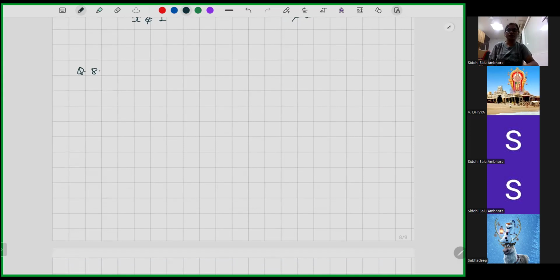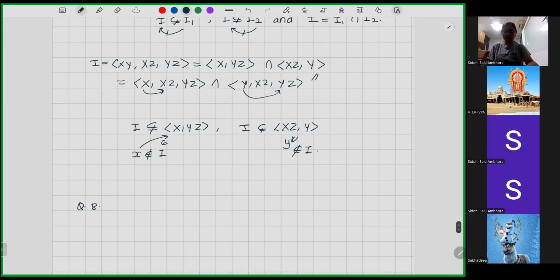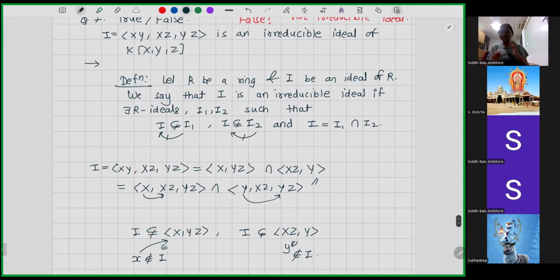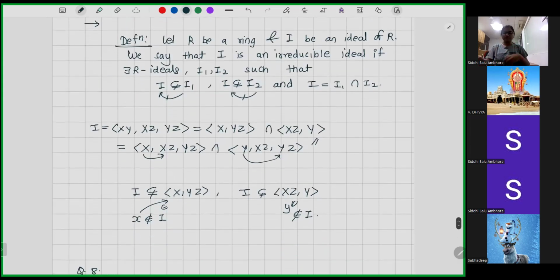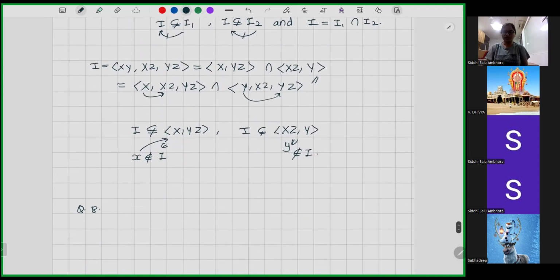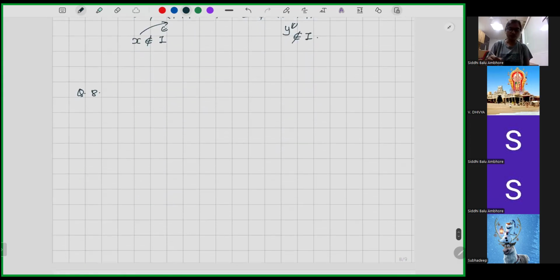Any doubts? I hope, I mean, we have decomposed many monomial ideals so far, so it's clear. Still, if you have any doubt, please let me know. Okay, so let us move to the next question.